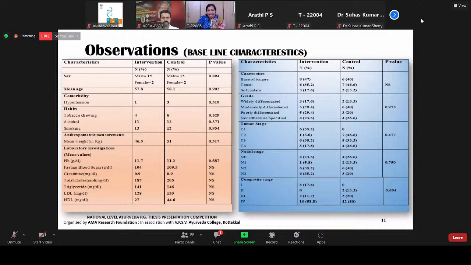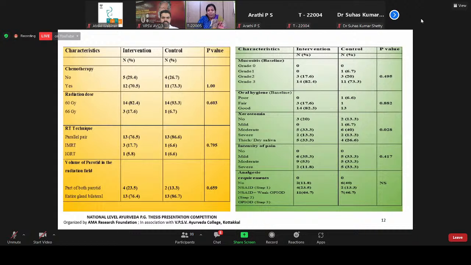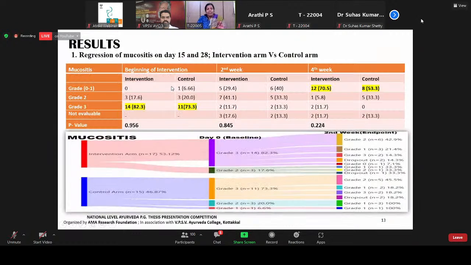These are my baseline characteristic observations. We have to know that the baseline characteristics, like the socio-demographic, patient-related characteristics, the disease-related characteristics, the therapy, cancer-directed treatment, and the baseline toxicities were comparable. Moving on to my result.